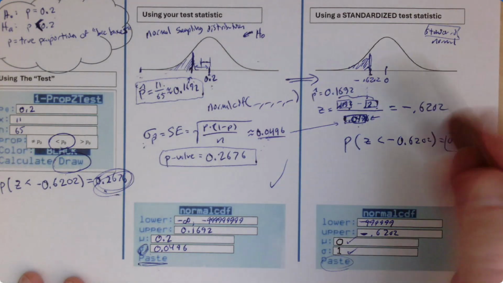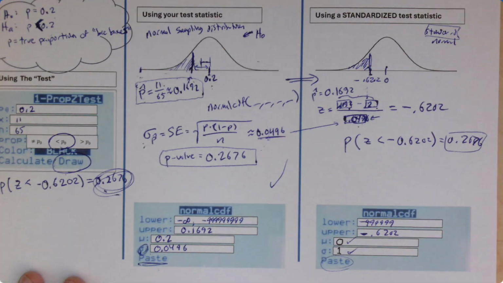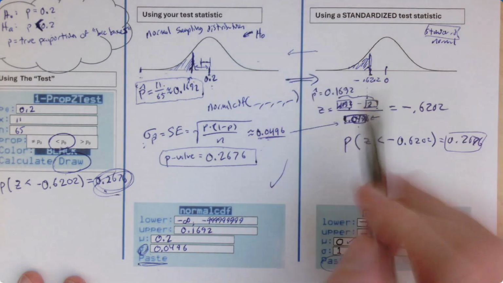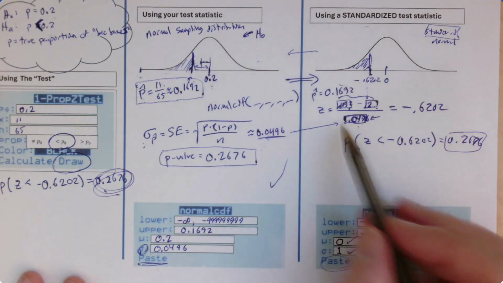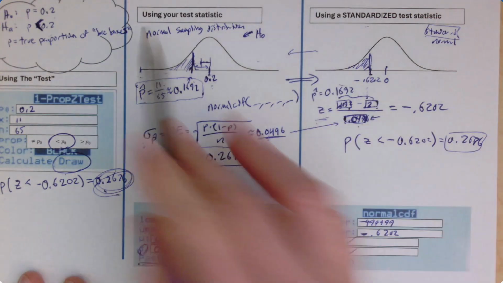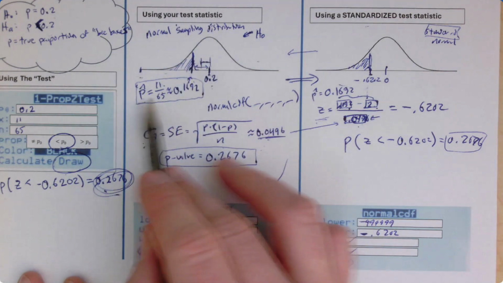Is there any reason to do this anymore? Not that I know of, at least not for this particular purpose. But it's still nice to be able to think back and forth between a standardized test statistic, which is the z, and a regular test statistic, which would be your p-hat.